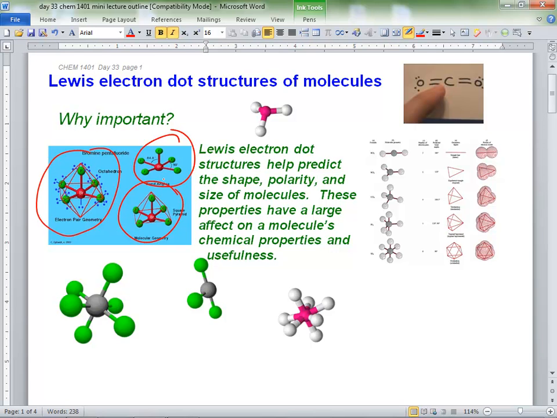And it's kind of a big deal because the shape influences things like melting point and boiling point, but also influences what it would do inside your body. The shape of a molecule has a lot to do with its reactivity. It could make something really poisonous or carcinogenic or be good for you. So there's a lot of information there, and we can get it just from drawing Lewis dot structures. Okay.